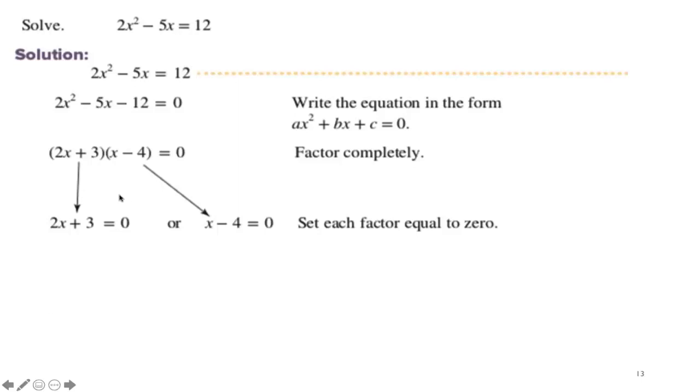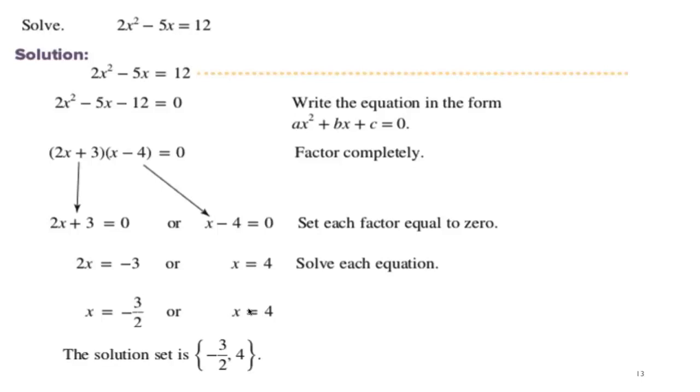And so once we factor this, we have that the product of these two expressions is equal to 0. So that means that either the first one is 0 or the second one is 0. Now we have two equations that are simpler than the original. We can solve them separately. So 2x plus 3 equals 0 means that x has to be negative 3 halves. And in the other case, x has to be 4. So those are my two solutions.